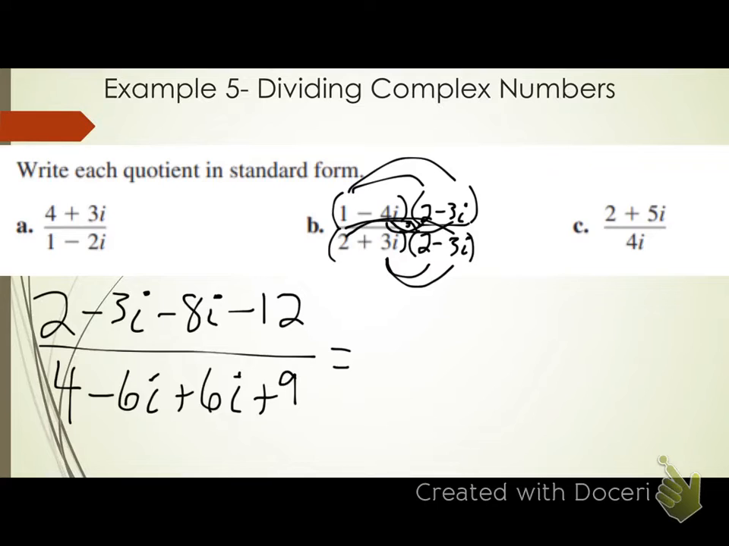Okay, my like terms in the numerator. What's 2 minus 12? Negative 10. What are my other like terms in the numerator?